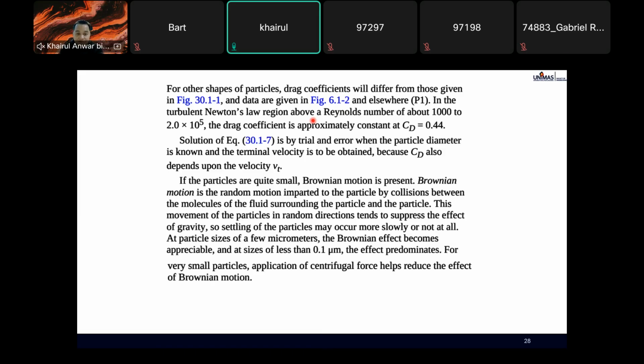At particle sizes of a few micrometers, the Brownian effect becomes appreciable, and at sizes of less than 0.1 micrometer, the effect is predominant. For very small particles, application of centrifugal force can reduce the effect of Brownian motion.